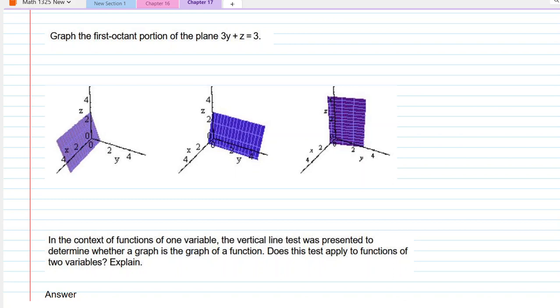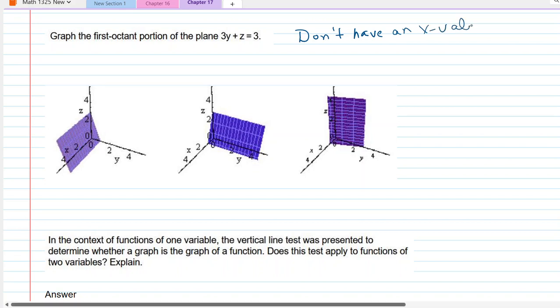So in this case, we don't have an x variable, but we include it. We know it's always 0.